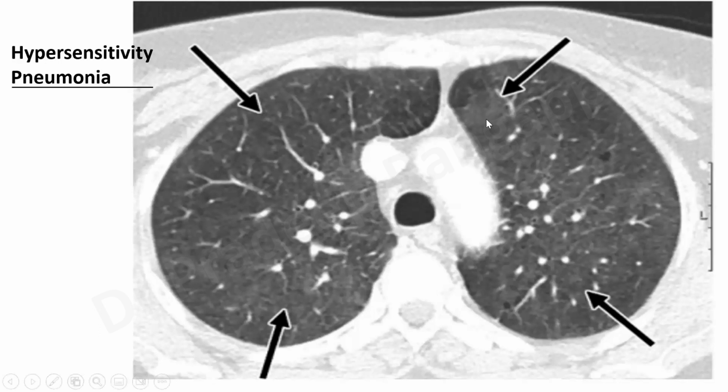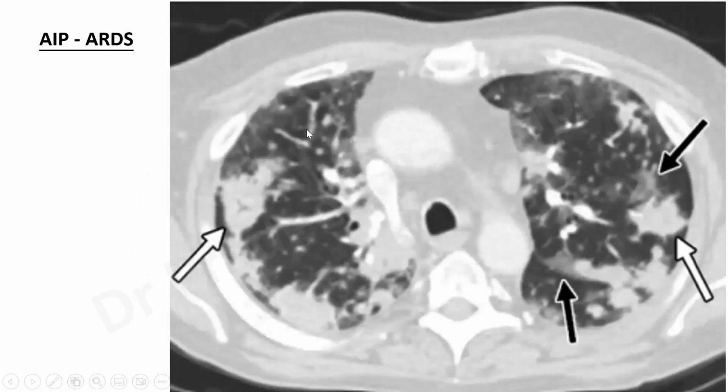Where you will see some ground glass, which is more subtle, and the ground glass opacity is more involving the mid and upper zones in hypersensitivity. And you see some hyperlucent areas, which is called air trapping.